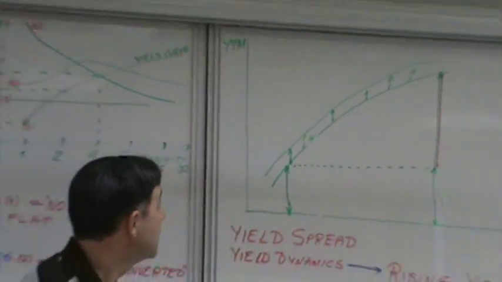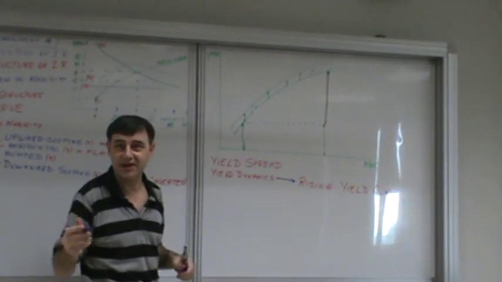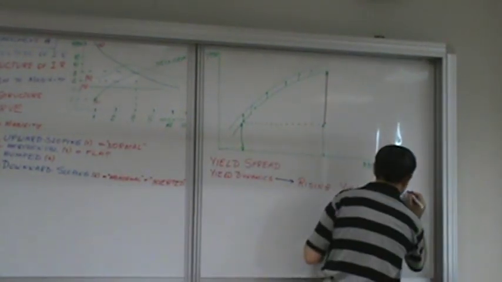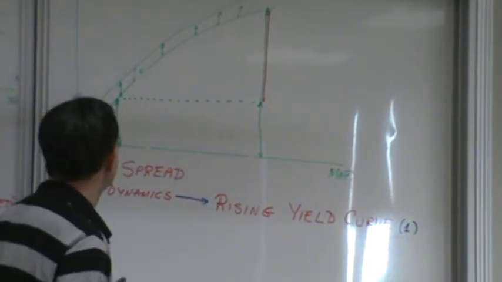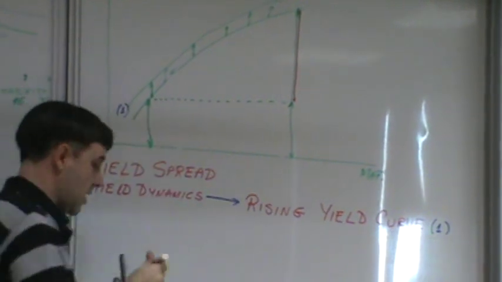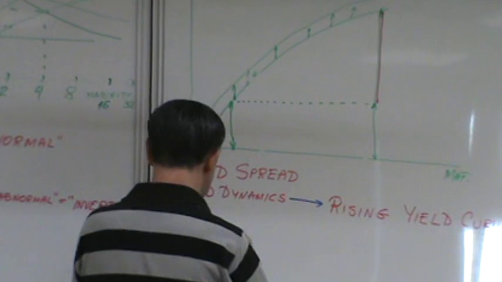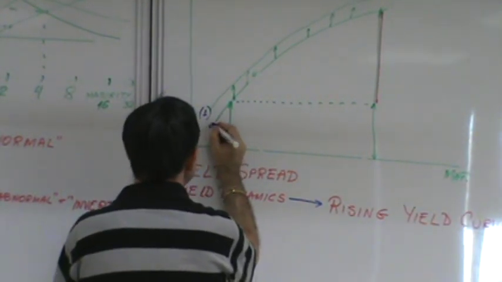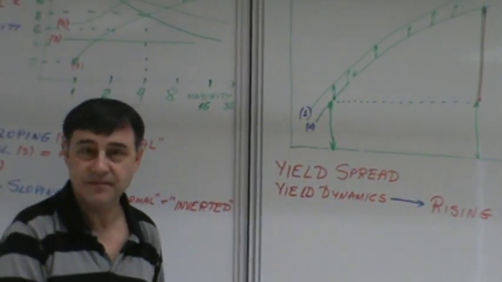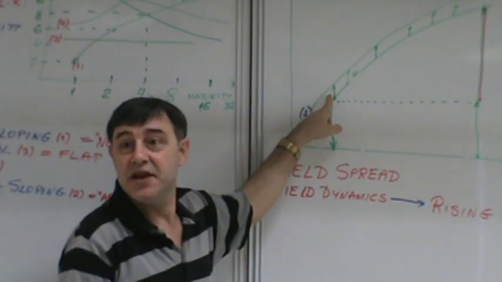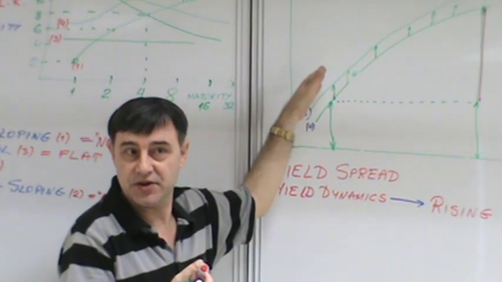Rising yield curve, number one. This one is number zero, which basically means the starting yield curve. So if over time yields for each maturity rise, you call it a rising yield curve, okay?